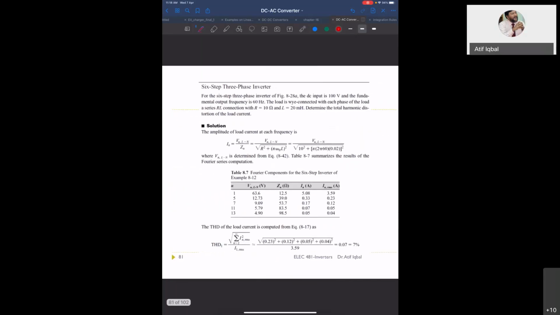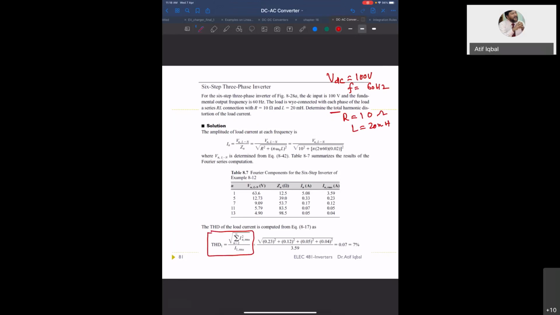Now this is an example on a 6-step 3-phase inverter. For the 6-step 3-phase inverter, the DC input is 100 volt. So the DC link voltage is given as 100 volt. And the fundamental output frequency is given as 60 Hertz. The load is star connected with each phase of the load as a series RL. So R is equal to 10 and L is equal to 20 millihenry. Determine the total harmonic distortion of the load current. So total harmonic distortion in the load current is given by this relation.